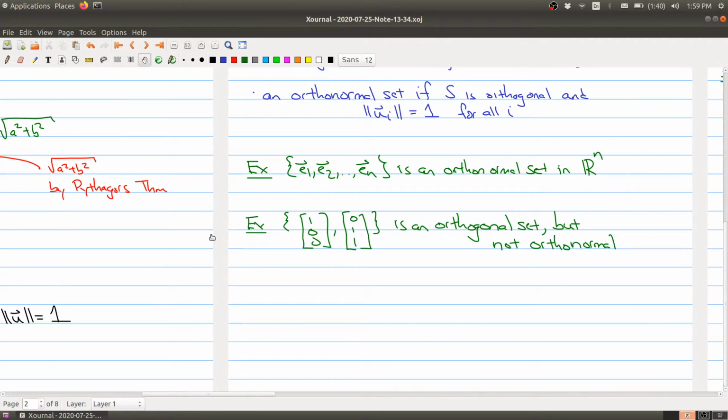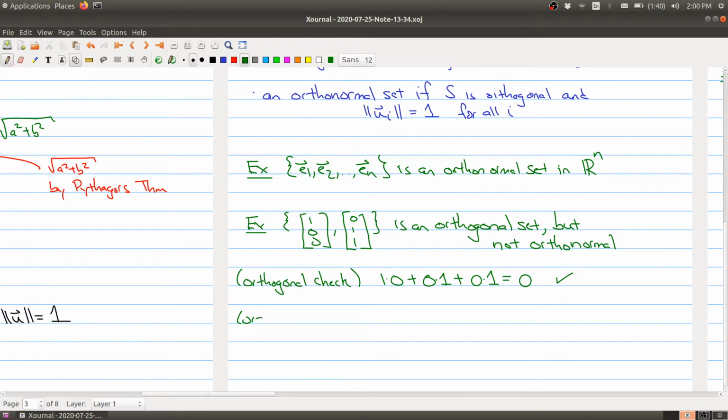Let me give you an example of a set that has one of the properties, but not both. Here I have two vectors, 1, 0, 0, and 0, 1, 1. I claim that this is an orthogonal set, but not an orthonormal set. Let's do the orthogonal check first. Since we only have two vectors, we just compute the dot product: 1 times 0 plus 0 times 1 plus 0 times 1, and that indeed gives me 0. So this part is okay.